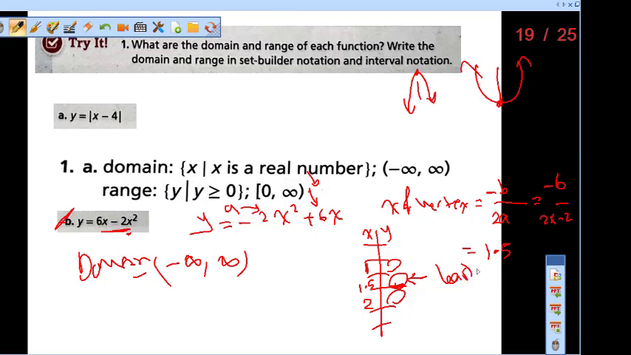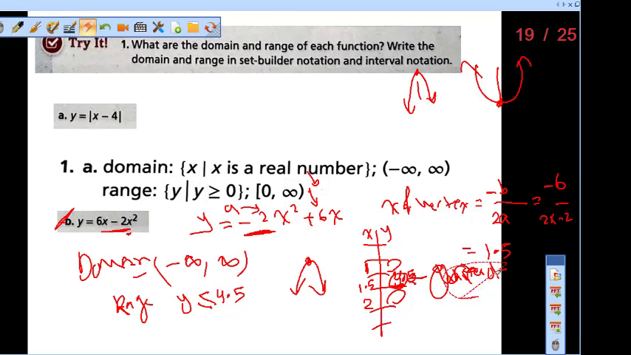Why is it least? Because it starts with a negative. It means my range, sorry, greatest, because it's open downward. It means my y here is greatest. It means I got 4.5, this one 4.5, and less. It means my range is y less than or equal to 4.5. If you replace with 1, it makes 4. Look, I can substitute to make it clearer.